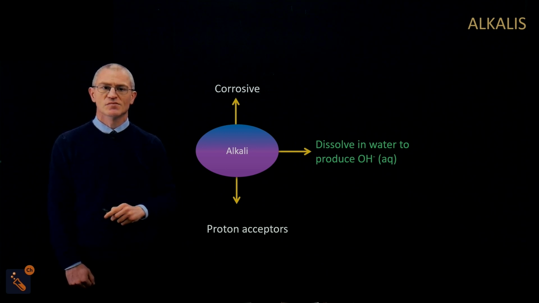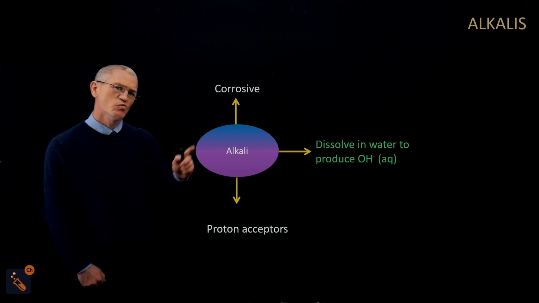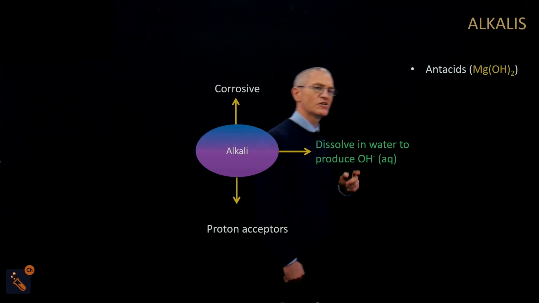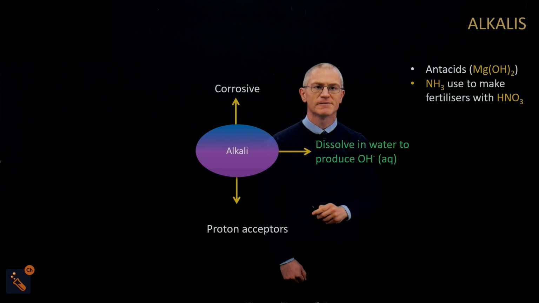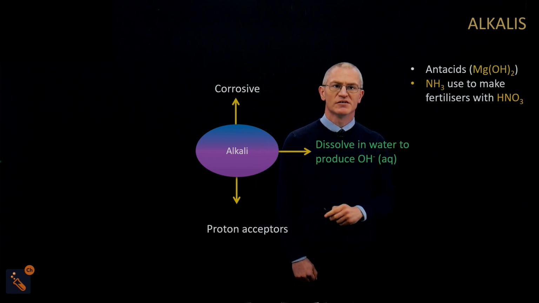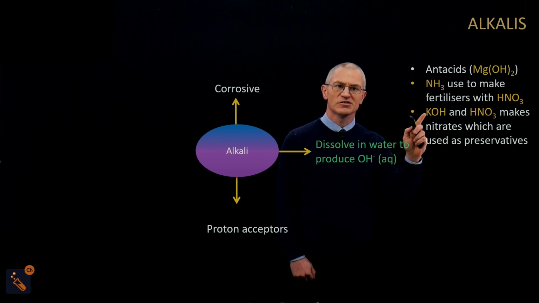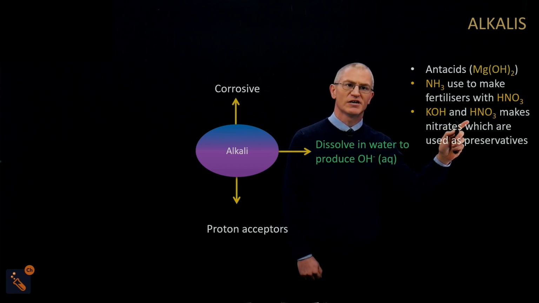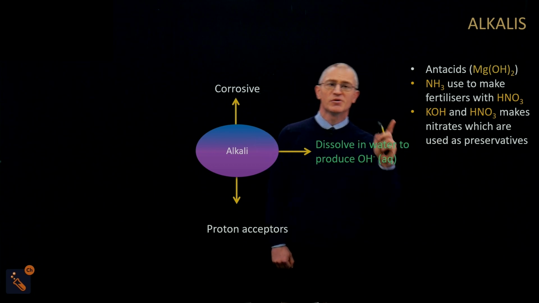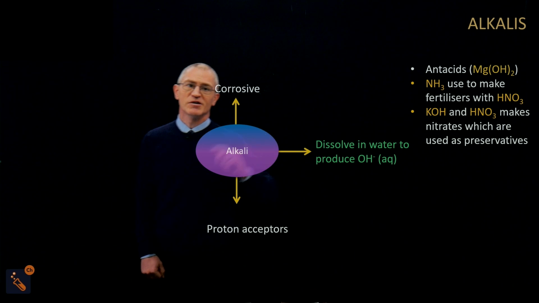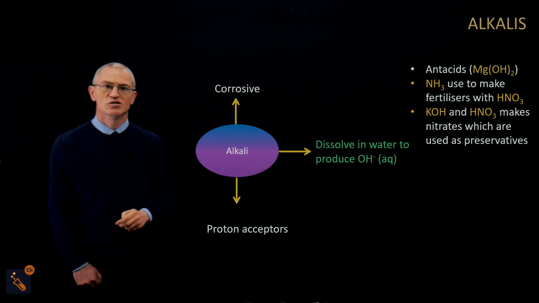Now, if we carry on from this point, what type of alkalis are you going to come across? The type of alkalis you're going to come across are magnesium hydroxide, which is used as an antacid, and ammonia, which is used to make fertilizers with HNO3, and KOH. If you add it to HNO3, you can make nitrates, which are used as preservatives. But the three main ones we'll talk about are KOH, NH3, and Mg(OH)2.